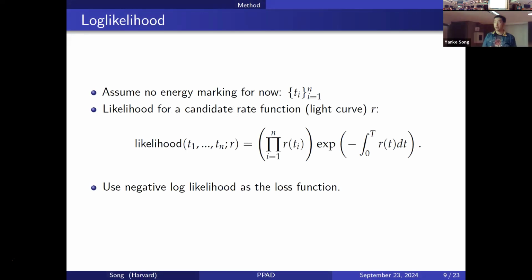Now, if I rephrase it in machine learning terms: in statistics, we want to maximize the likelihood, and in machine learning, we want to minimize some loss function. So I just use the negative log likelihood as a loss function to minimize. Just to remind you that this R is undetermined yet. It is like a hypothesis, or something that we want to fit.